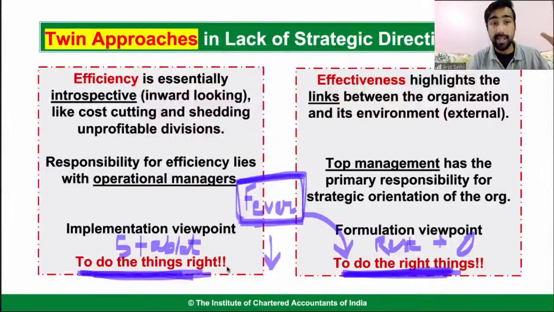Okay, so that is efficiency. Effectiveness and efficiency are super important for strategy, right? In the lack of strategic direction, जब आपको पता नहीं है कि मुझे क्या करना है, when you have no clue कि strategy में करना क्या है, just think about efficiency and effectiveness, right? This is what this concept says.